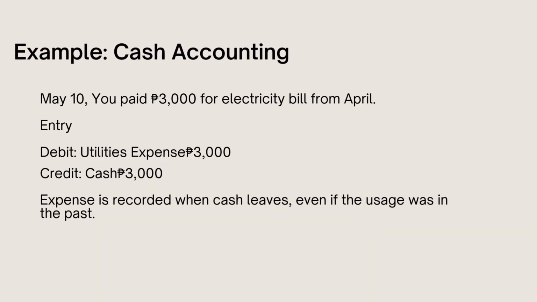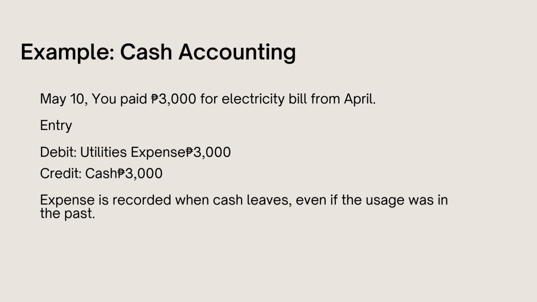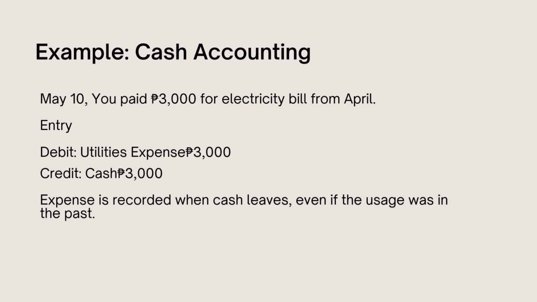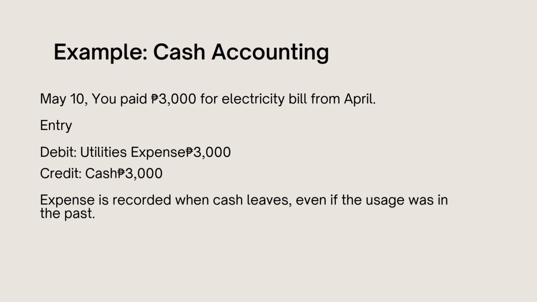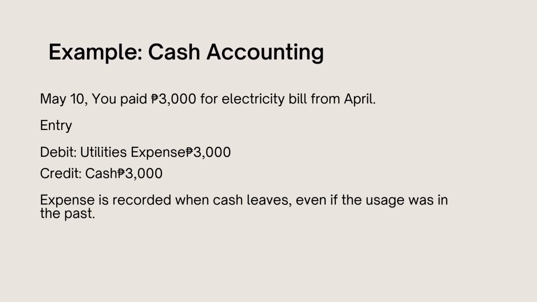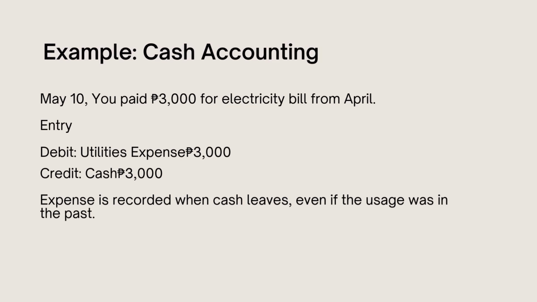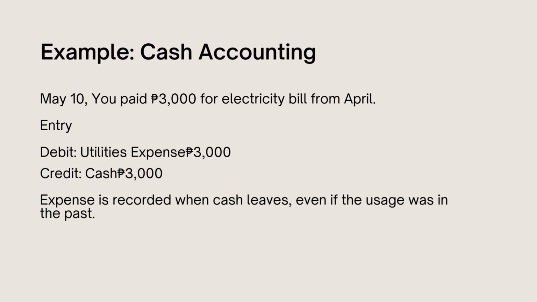And what about an expense? On May 10th, you pay $3,000 for last month's electric bill. Under the cash basis, the entry goes debit, utilities expense, $3,000, credit, cash, $3,000. Even though the usage was in April, you recognize it only when cash goes out, in May.